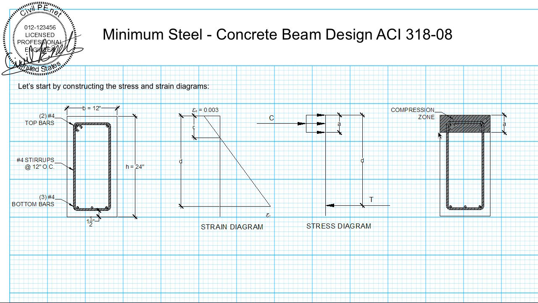I added one more section just to clarify this a little bit more. You see in this section of the beam, the shaded area represents the compression zone. So this stress diagram is a cross-section of this section right here. So the compression zone is depth a from that extreme compression fiber up here, and it acts over the entire width of that beam. So let's start by calculating d, the depth from the extreme compression fiber to the centroid of our steel.